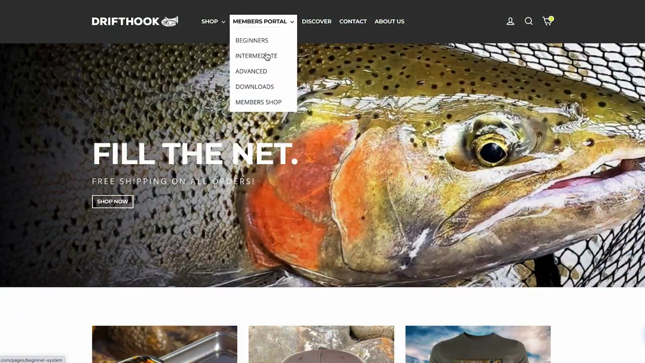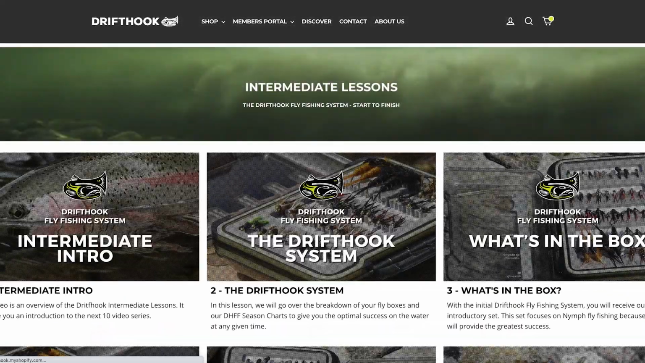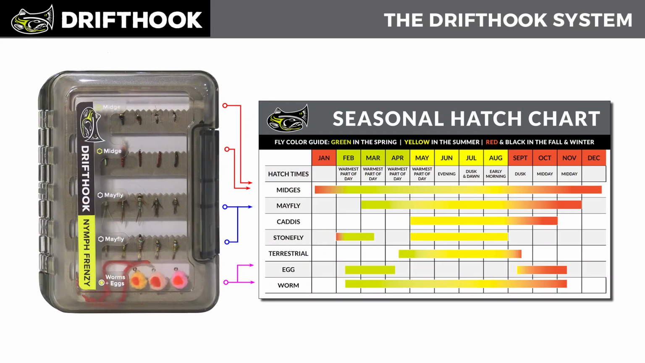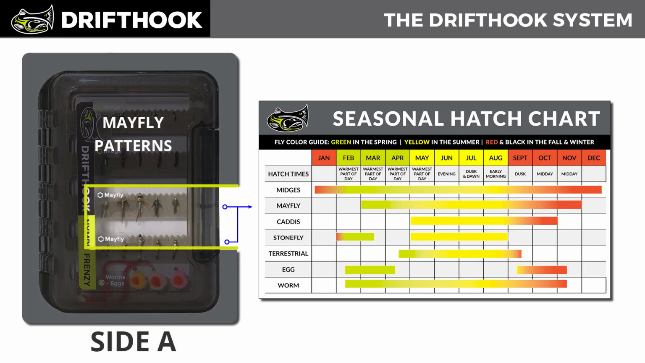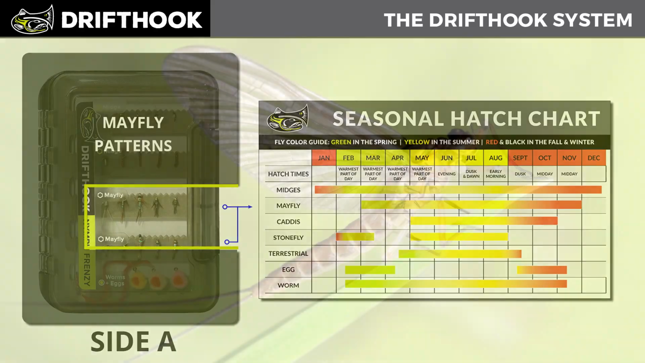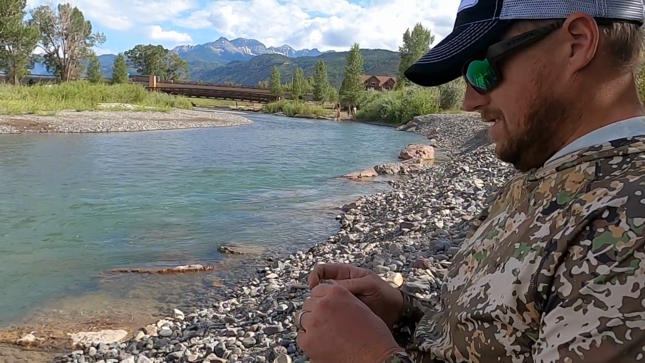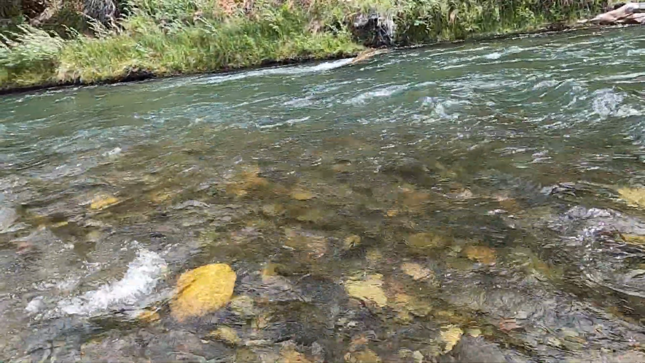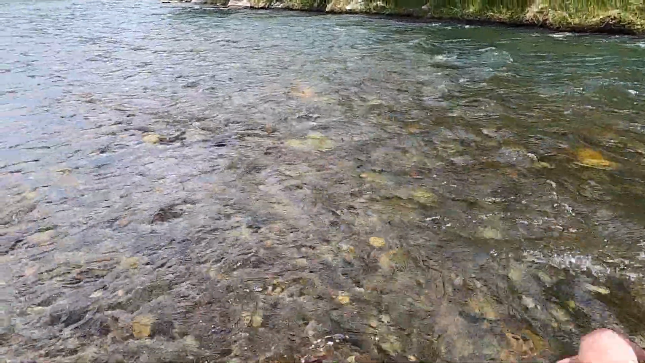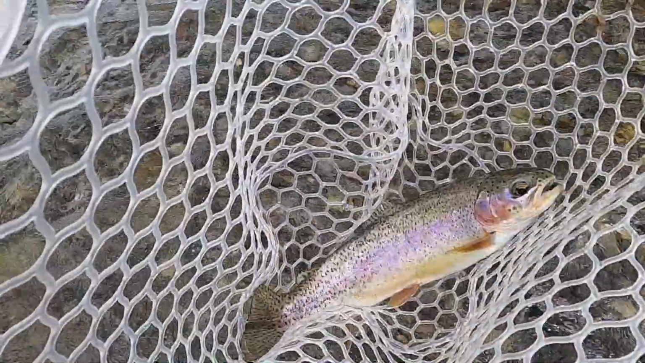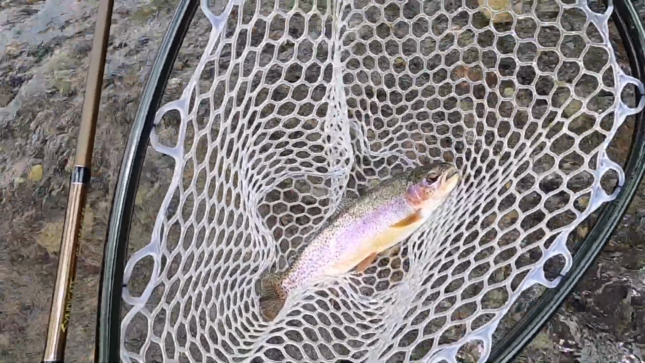Now, if you're not familiar with the Drifthook Fly Fishing System, head on back to intermediate lesson number 2. This is where we talk about the system and all the details that are in it. Those will give you the basics before you dive into this lesson. Now, you can be successful using just the seasonal hatch chart with your fly boxes, as you can with the system I'm about to show you. But if you're ready to be as precise as possible, then this is the way to go.